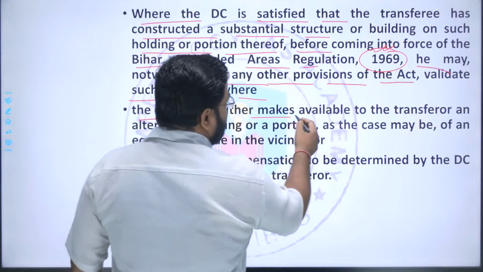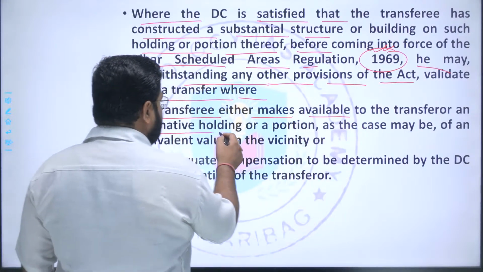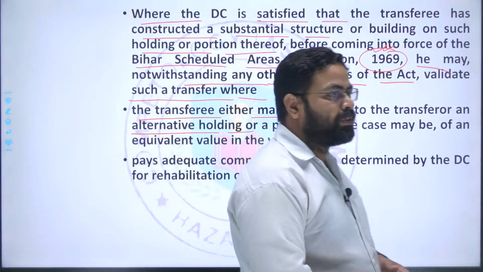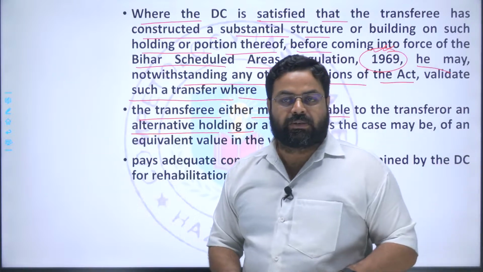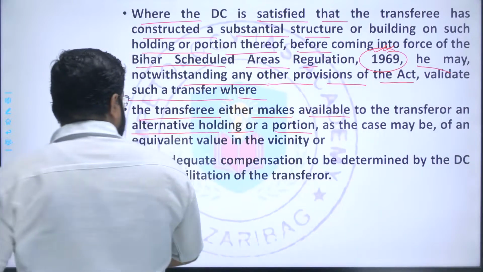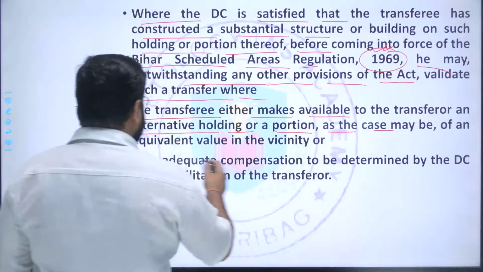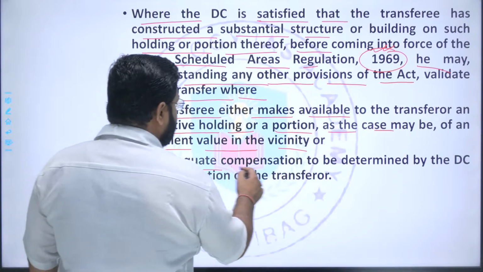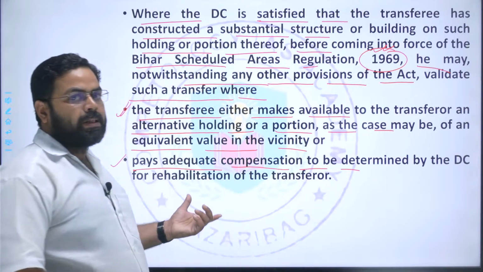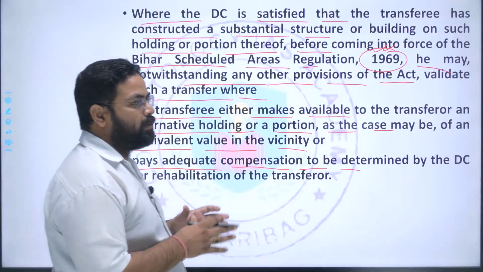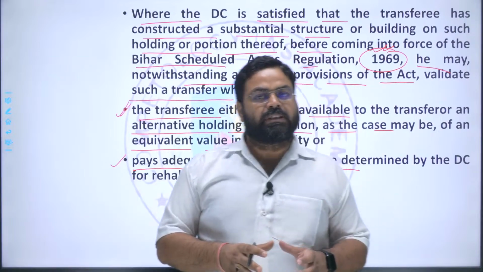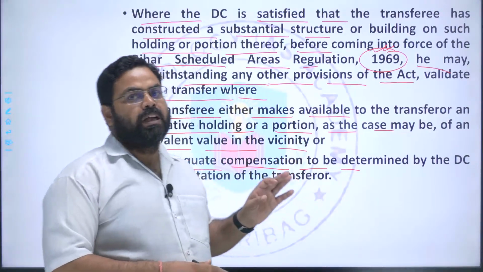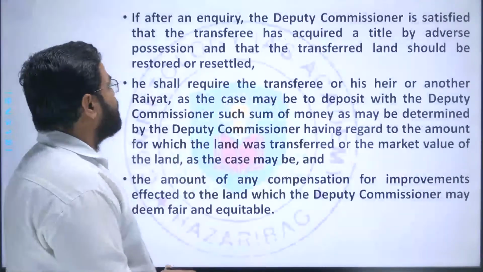The transferee either makes available to the transferor an alternative holding or a portion thereof, just an adjoining plot you can give to the person who had transferred the land, saying take this one and I will take this one, right? Or, as the case may be, one of equivalent value in the vicinity, or even he can pay the monetary compensation that is adequately determined by the DC, that this much compensation for the person is sufficient. You can pay this much compensation to the transferor and you can keep the land, right? So again, this is a provision.